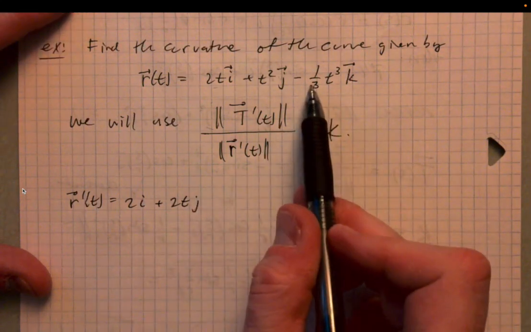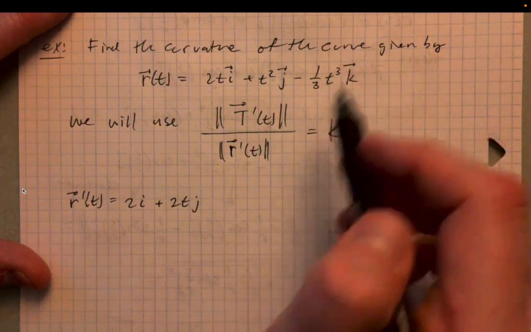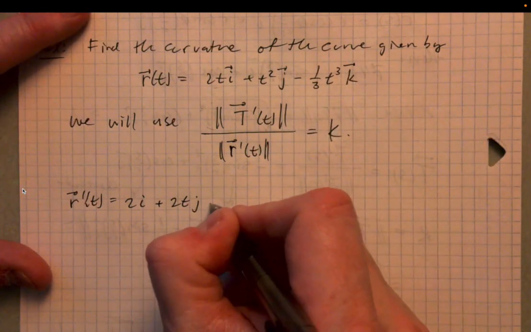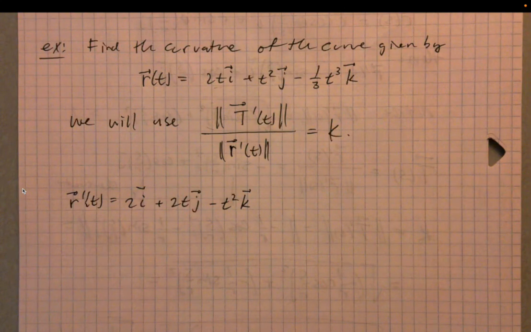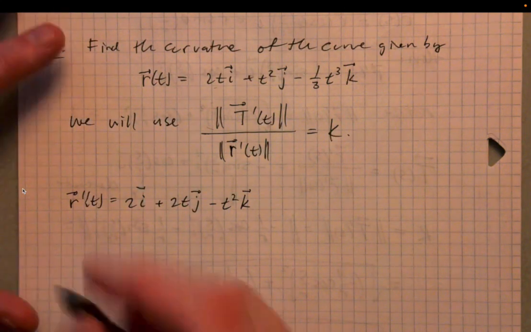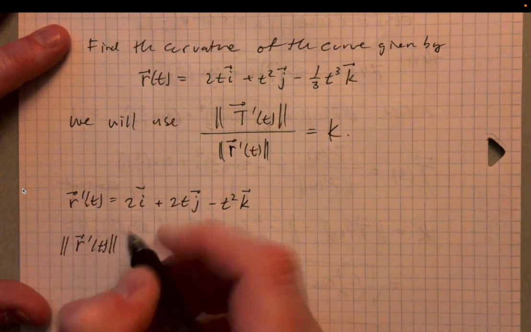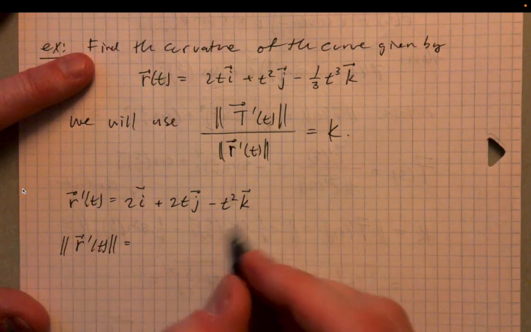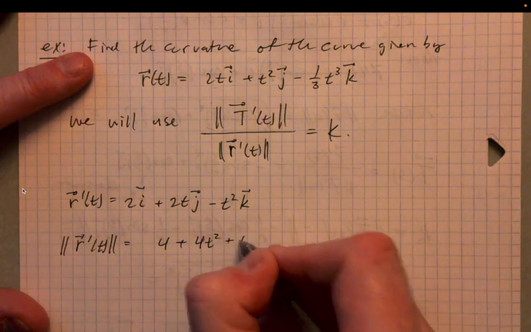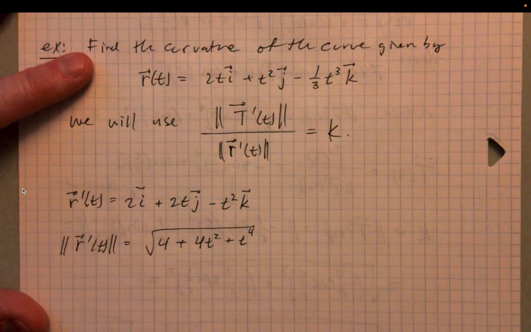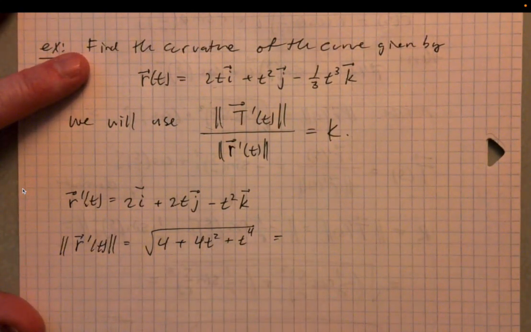And then what happens here? Well, this would be minus a third times 3t squared, so this is just going to be minus t squared k. All right, so that's our r prime. The norm of that is what? Here's where we'll start to introduce some complexity into the expressions. This is going to be basically 4 plus 4t squared plus t to the fourth. If you look at this closely, you'll note that this is t squared plus 2, quantity squared.